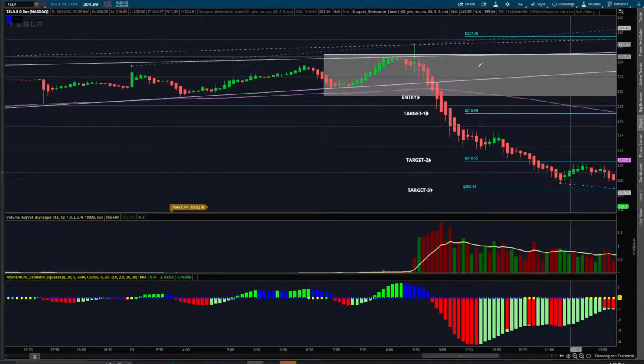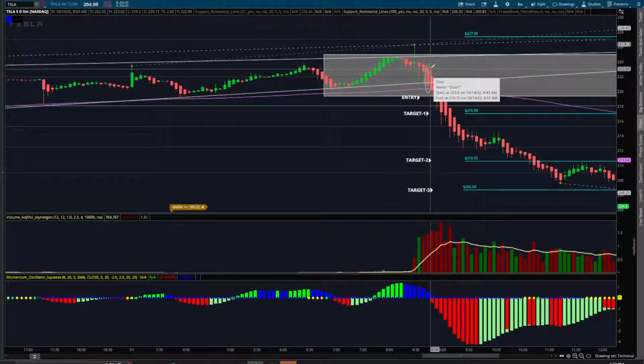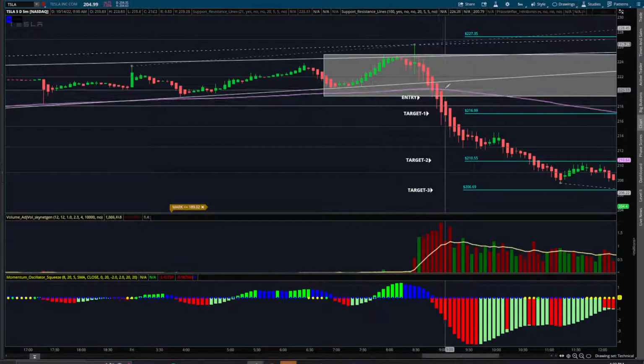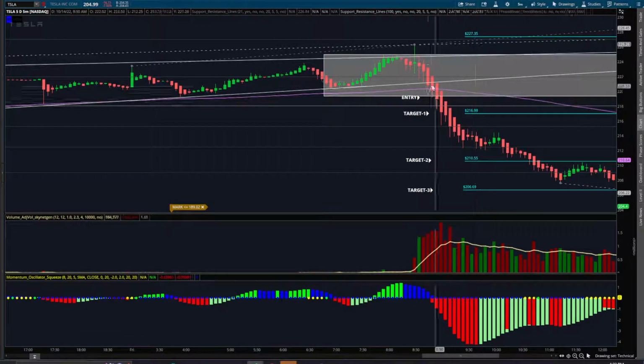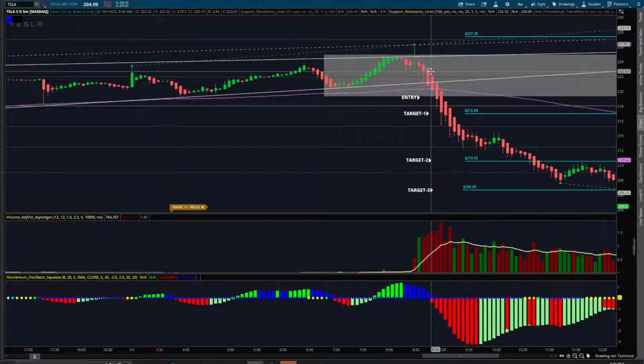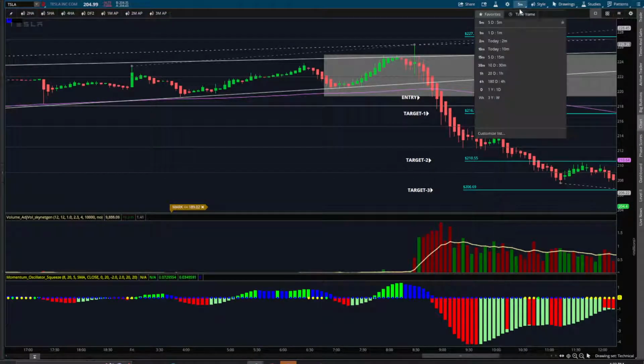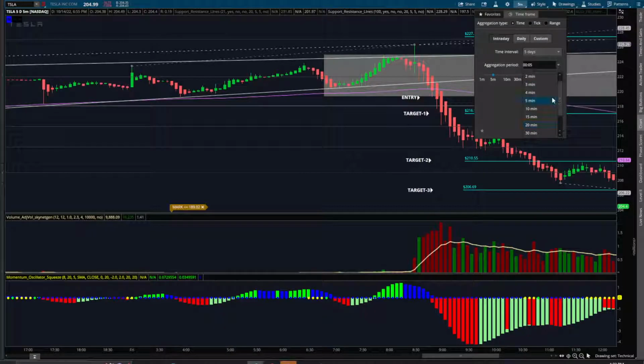It's really up to you and how you build the system. But to me, I want confirmation. I want to be under the 200 EMA, and I want to be in a flat top. Now, something that I'm often using, especially at the open, is not the 5 minute, but the 2 minute. So we go to the 2 minute here.